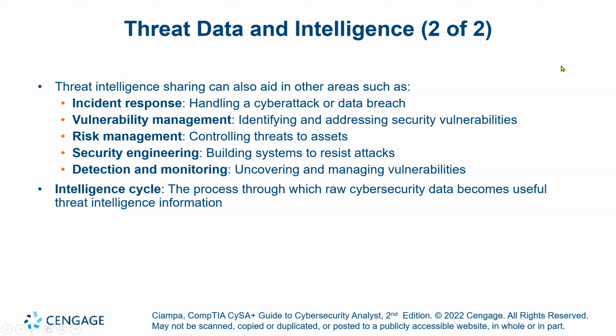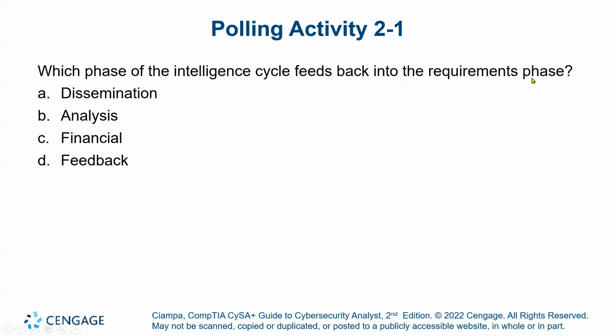Threat intelligence sharing can also aid in other areas such as incident response, handling a cyber attack or data breach; vulnerability management, identifying and addressing security vulnerabilities; risk management, controlling threats to assets; security engineering, building systems to resist attacks; detection and monitoring, uncovering and managing vulnerabilities. Intelligence cycle, the process through which raw cybersecurity data becomes useful threat intelligence information.